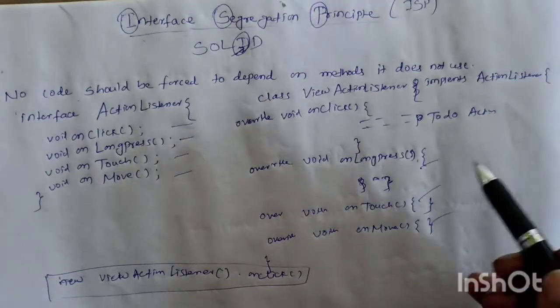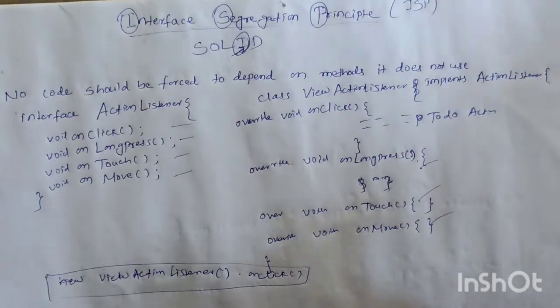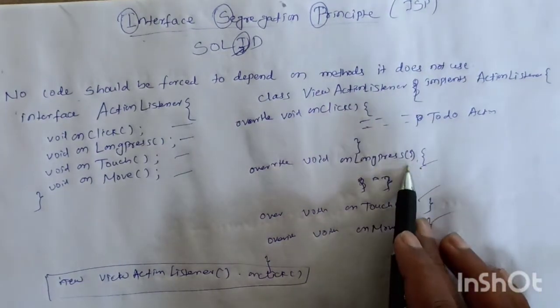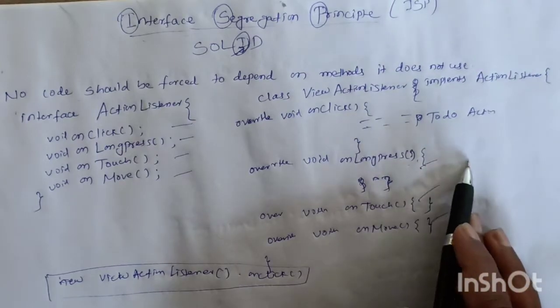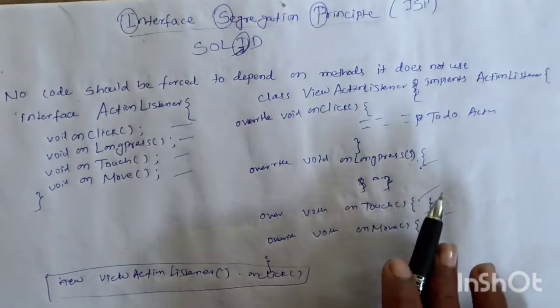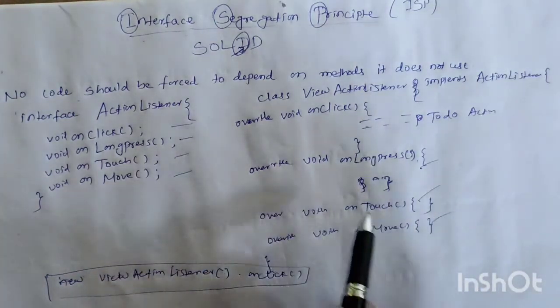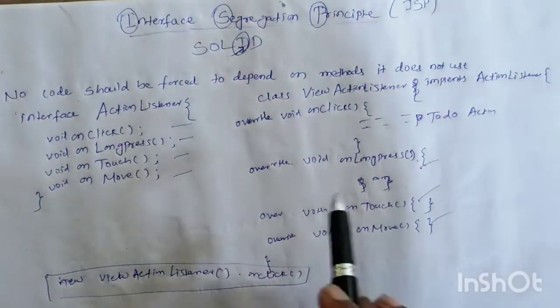That means in those classes I need to only implement this on click method, and also I need to implement this on long press, but not the other two, on touch and on move. Again I am forced to write empty implementations for them, and they will not be called from our calling environment, because our requirement was only to handle on click and on long press.